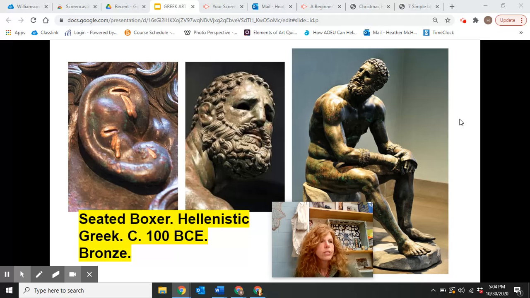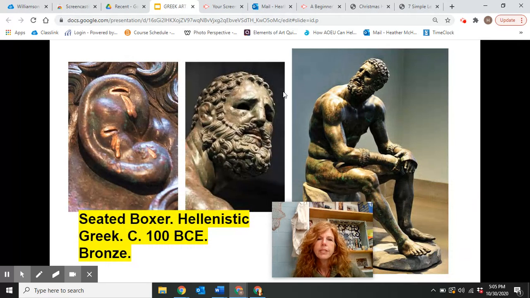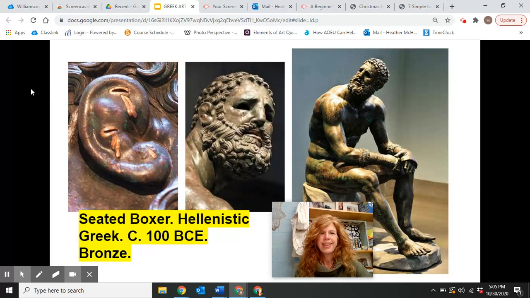I thought it was interesting that the artist decided to use inlay copper, as you see here on these gashes in his ear. His ear has gotten what they would call with boxers cauliflower ear because he's just been pummeled, had the heck beat out of him. And he's sitting here at this moment of defeat.